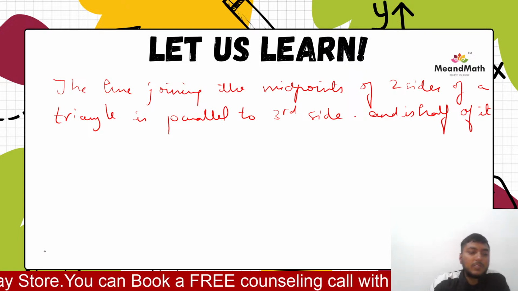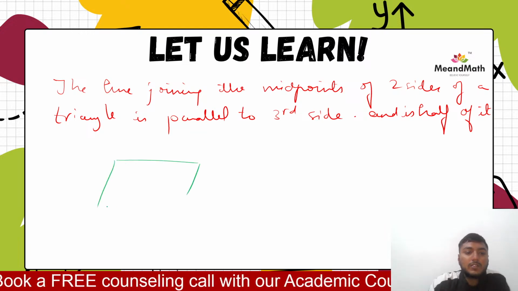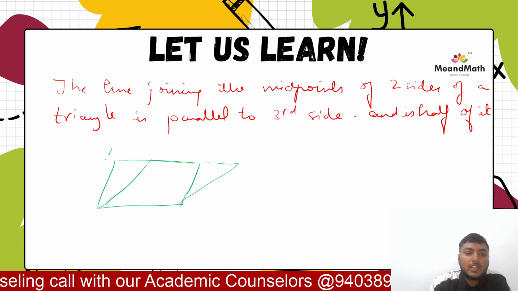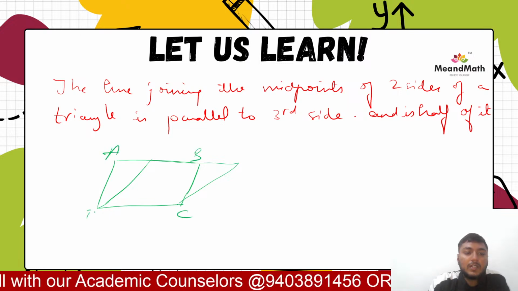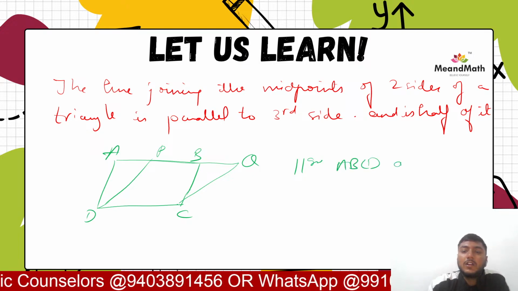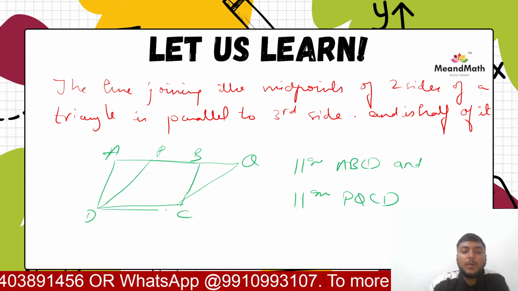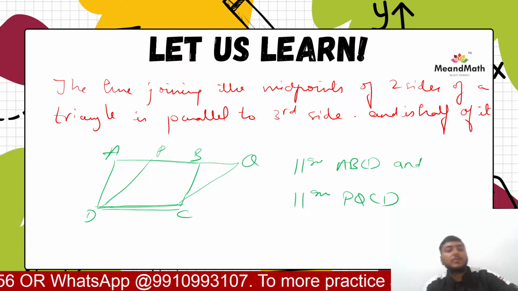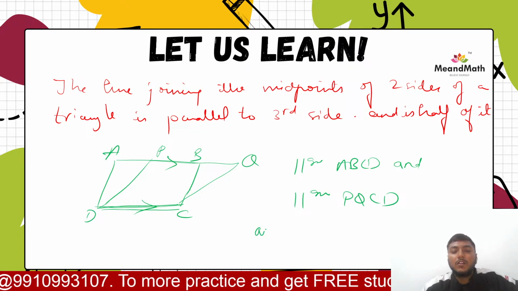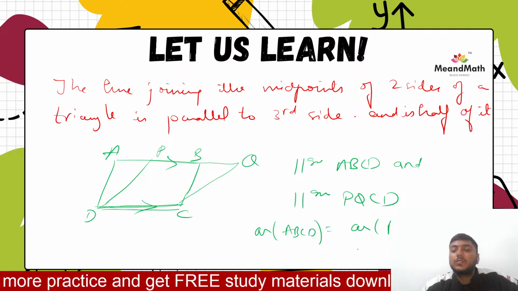If two parallelograms are there on the same base and between the same parallels, their bases are the same. Let us say ABCD, and let us say this is PQ. So parallelogram ABCD and parallelogram PQCD, right? CD is common between these two. So if two parallelograms are on the same base and between the same parallels, their areas would be equal. So area of ABCD would be equal to area of PQCD.